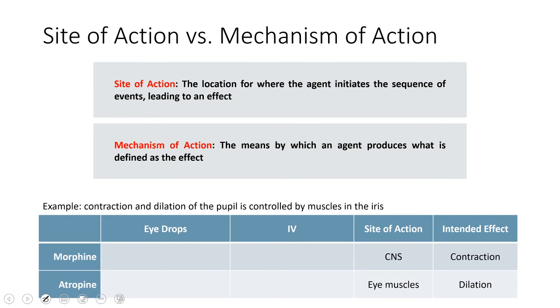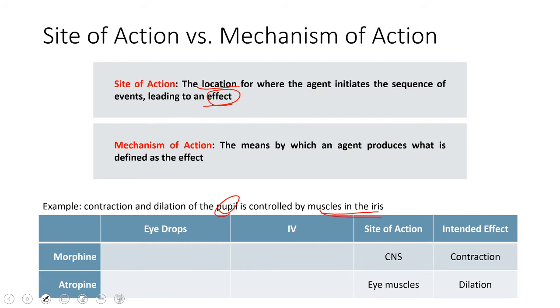Okay, so the next set of terms is site of action and mechanism of action. The site of action is the location where the agent initiates the sequence of events leading to a very specific effect. And how you define that effect is very important. And then there's also mechanism of action, which is the means by which an agent produces what is defined as the effect. An example that I thought of is the contraction and dilation of the pupil, which is controlled by muscles in the iris.